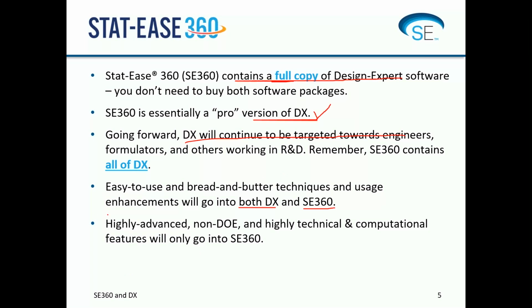Okay. However, if there's more advanced features or really complicated models, or stuff that's not really DOE, like scripting or gauge R&R or something like that, that's not traditional DOE, technical and computational features, those we plan to keep in Statistics 360 only. So that we're able to keep Design-Expert, our core product, as focused and as easy to use as possible.